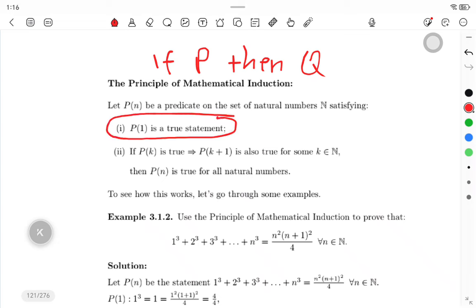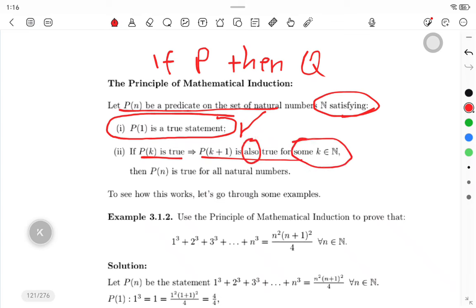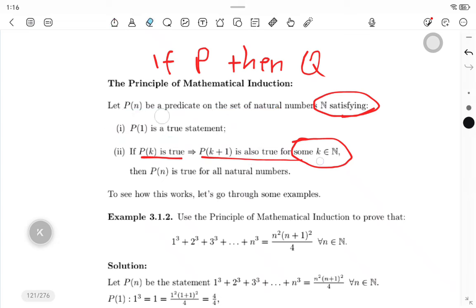So we're going to have a statement first. Let's say I let a predicate, and this predicate is under the field of natural numbers. After picking this statement and checking that indeed this is true, we're going to assume that if P(k) is true, then P(k+1) is also true, which means that this is very important. You see, right? So this is always the case.